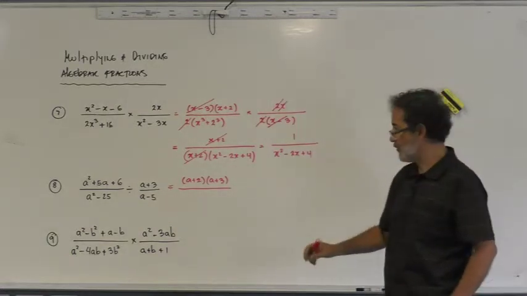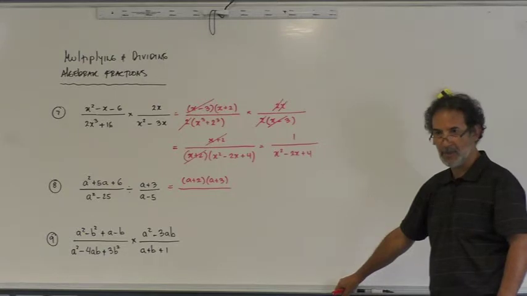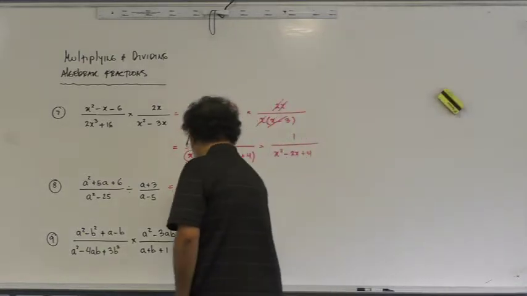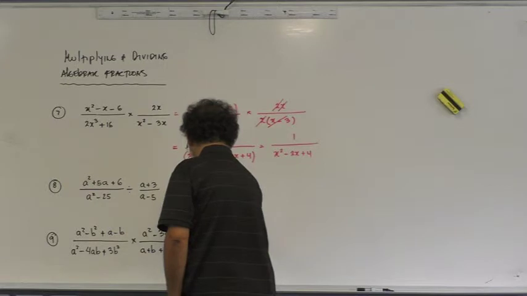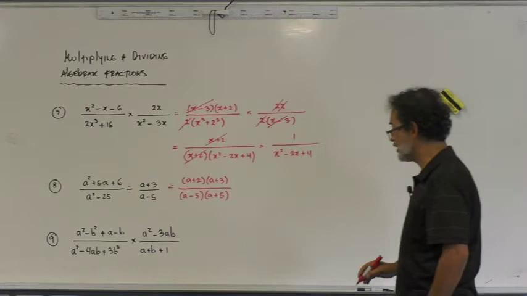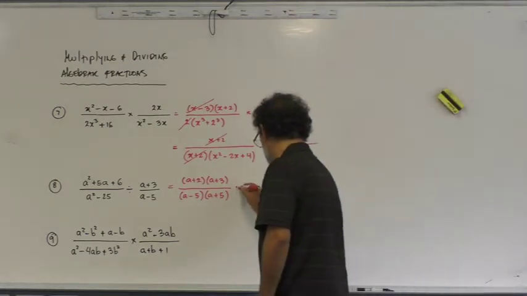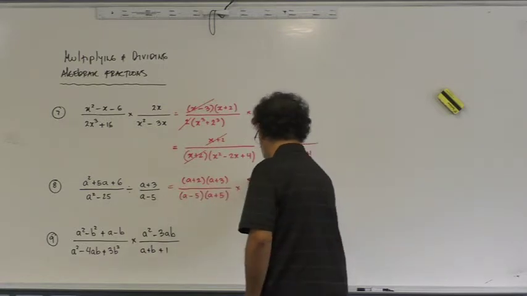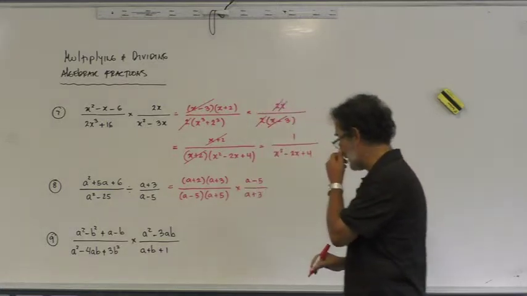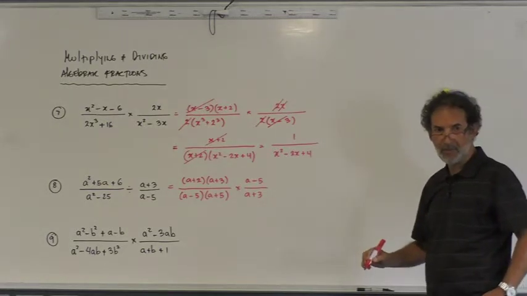Keep it down. What about the bottom? A squared minus 25. That is a minus 5 and then a plus 5, a difference of 2 squares. And then we're going to multiply by the reciprocal of this fraction. So we multiply by a minus 5 over a plus 3. And then we can see clearly what we can simplify.